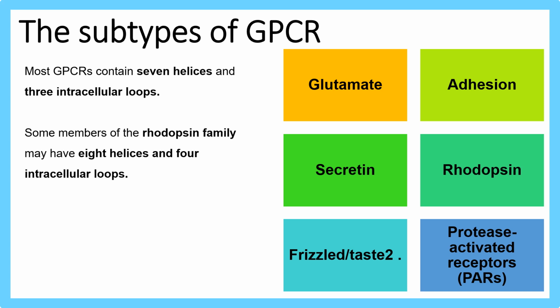So some members of the rhodopsin family may have 8 helices. So instead of having 7 helices, some actually have 8 helices and 4 intracellular loops. So what are the subtypes of GPCR? We've mentioned one of them, which is rhodopsin, that has 8 helices and 4 intracellular loops. The other members are adhesion, glutamate or glutamic acid, secretin, and you have frizzled and protease activated receptors, PARs.